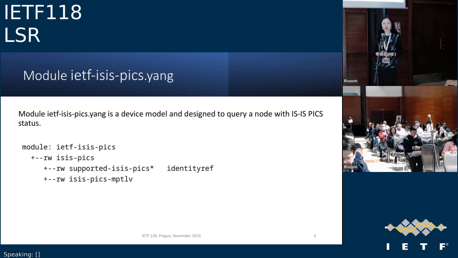The centerpiece of this draft is actually a very simple one, ietf-isis-pics. What this module has is just a container, and inside it there is a leaf-list called supported-isis-pics that will list all the identities your implementation supports. And I have a second container called isis-pics-multi-part-tlv, a separate container to be augmented by each individual RFC, so the multi-part TLV can be queried individually.